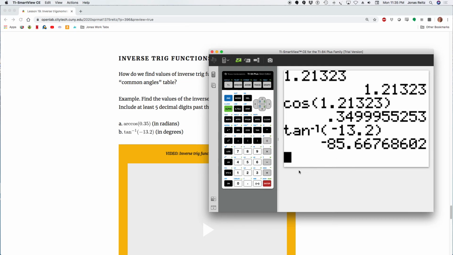So as an answer to this, I would give an answer of negative 85.66769. That's it. If we take tangent of this, since the calculator is set to degrees, it will give us an answer of approximately negative 13.2. We did round off, so it will be a little off from that, but that is the basic idea. All right, that's the introduction to how to use the inverse trig functions in the TI-84 Plus.